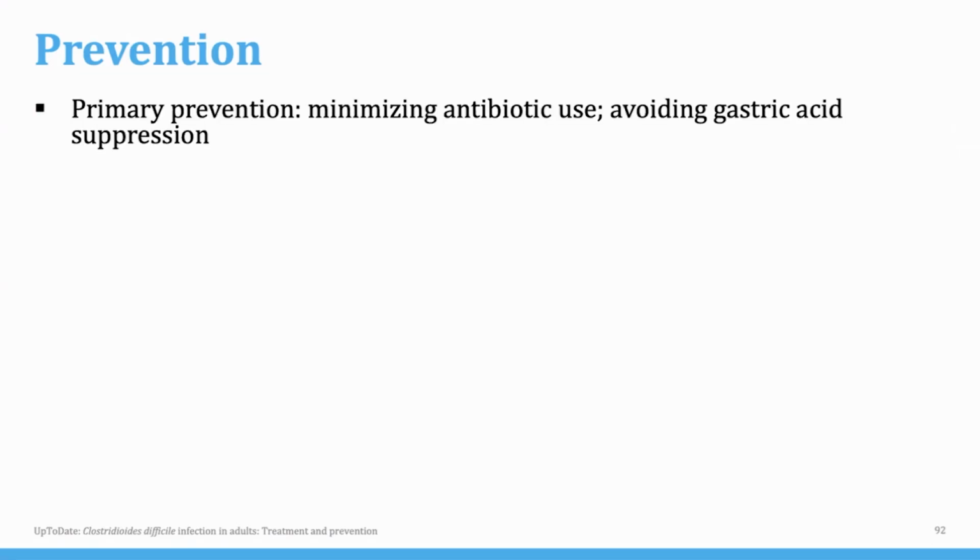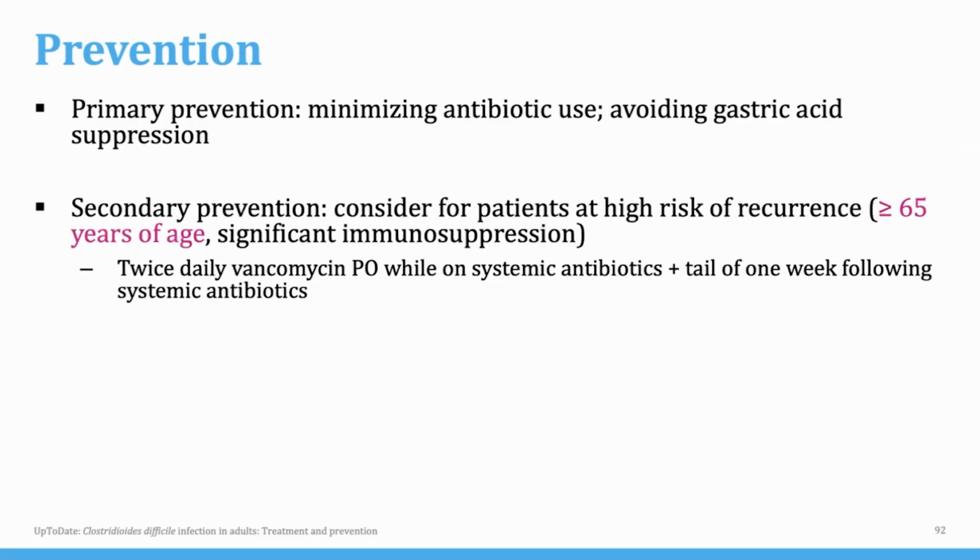Of course, the first line of prevention of C. diff is to minimize antibiotic use. You could also try to avoid gastric acid suppression, particularly with long-term PPI use. Secondary prevention, which would be with the use of oral vancomycin twice daily while they're on systemic antibiotics, followed by a tail after they finish systemic therapy, should really be considered for patients who are at high risk for recurrence. Again, the most notable risk factor is their age, but you could also think about it for people who are severely immunocompromised. There's no data to support the use of probiotics.